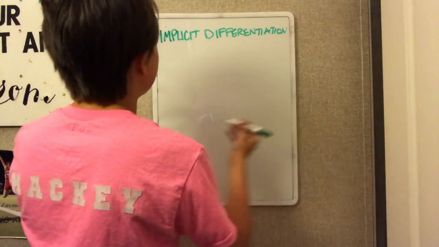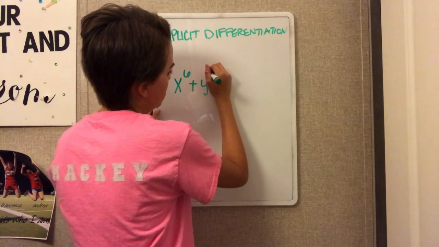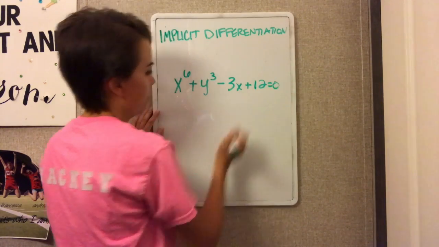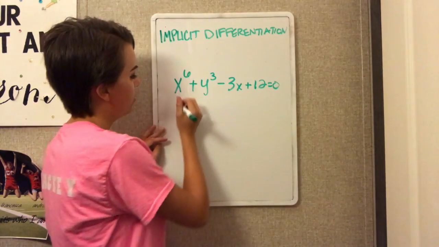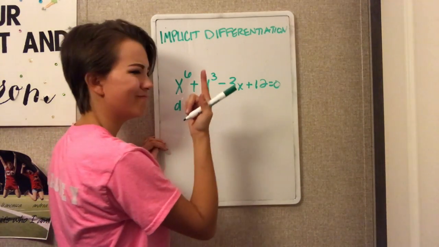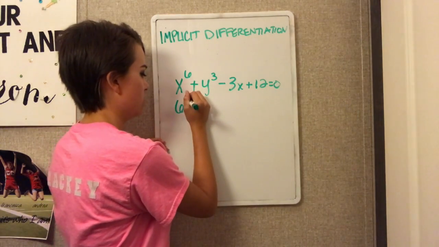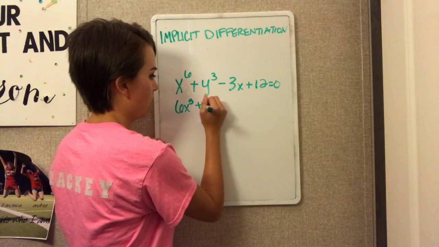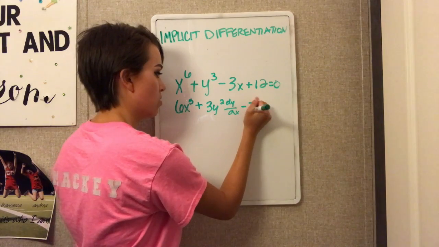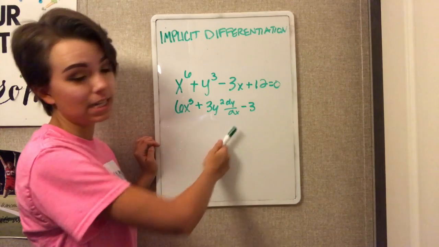Okay, let's do another example. So let's just say we have x to the 6th plus y to the 3rd minus 3x plus 12 equals 0. So finding the derivative with respect to x: 6x to the 5th plus 3y squared dy dx minus 3, and that's a constant, so it goes away. Now we have to find what dy dx equals.